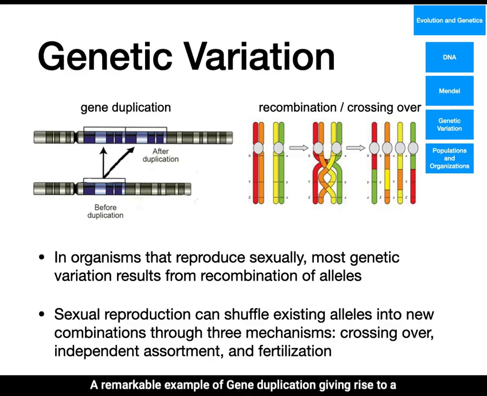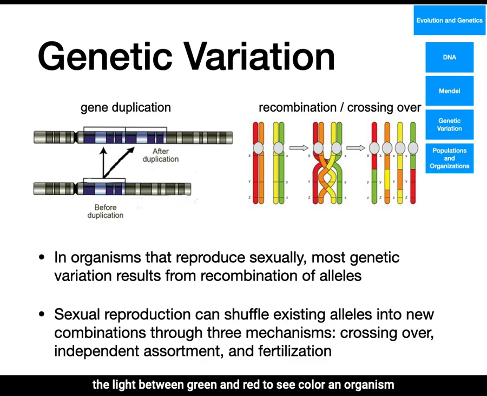A remarkable example of gene duplication giving rise to a new function is seen in the visual system of two groups of primates. While most vertebrates have color vision, most mammals do not. Primates, in the order to which humans belong, provide an interesting example of what can happen when a gene is duplicated and one of the copies is free to evolve. Most mammals have two kinds of photoreceptors, one which is sensitive to violet light and one which is sensitive to the light between green and red.